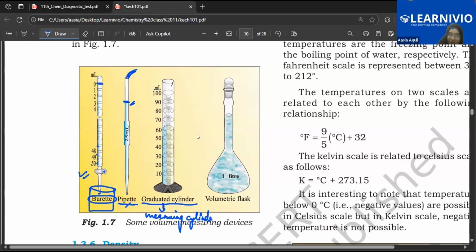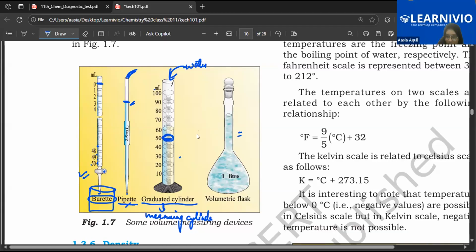You will pour the liquid in it. Suppose you have to take only 50 ml for an experiment. Suppose you have to take water, just pour the water till here. And then you can take it out and pour it into whichever beaker or any apparatus you want. So it's very easy.